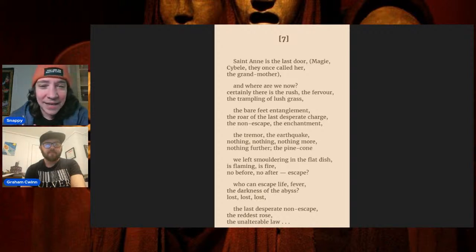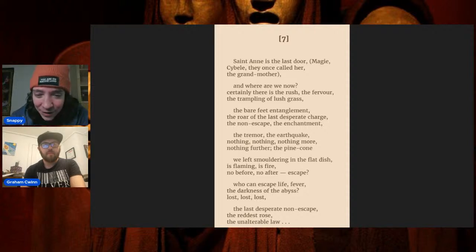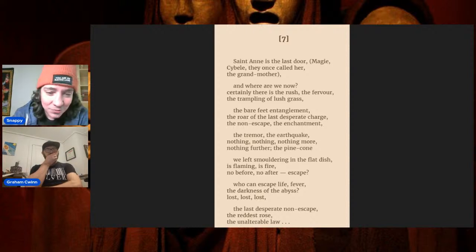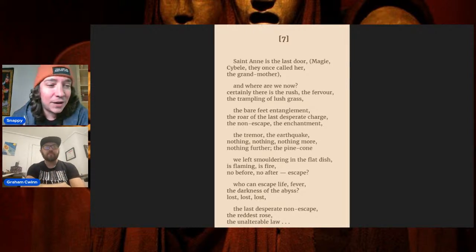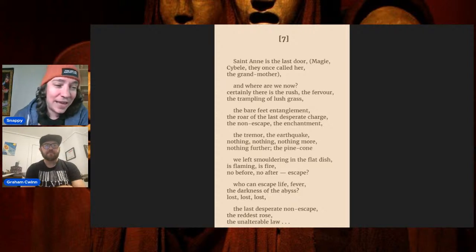She's not ascending the mountain and going through that form of apotheosis and setting herself ablaze. No, she's giving birth to the divine child, Osiris Dionysus, right? So she leaves that flaming pineal gland, that pine cone, and she embraces the last desperate non-escape, the reddest rose, that birth, the unalterable law, the law of cycles, the one thing that cannot change itself.